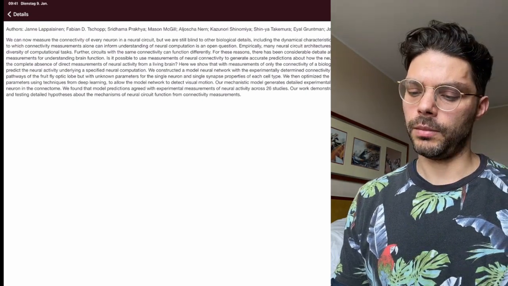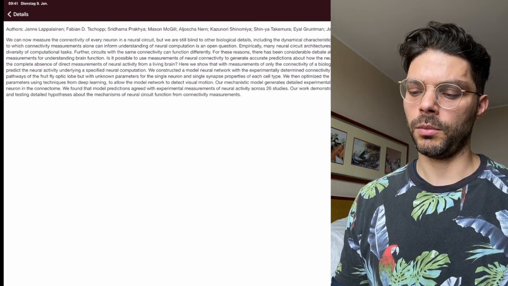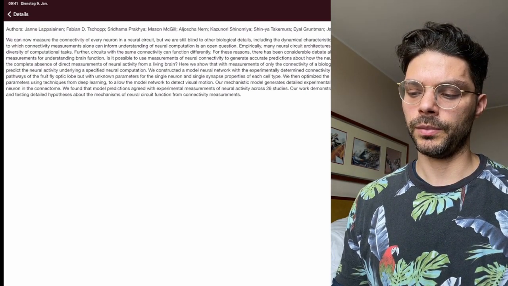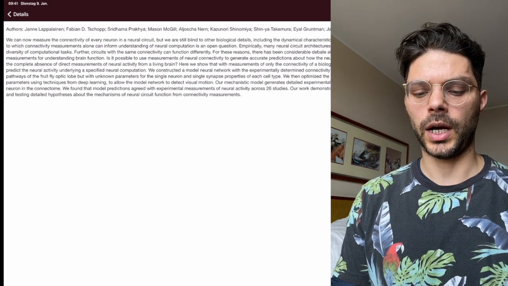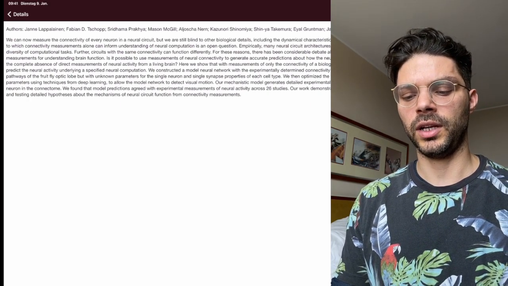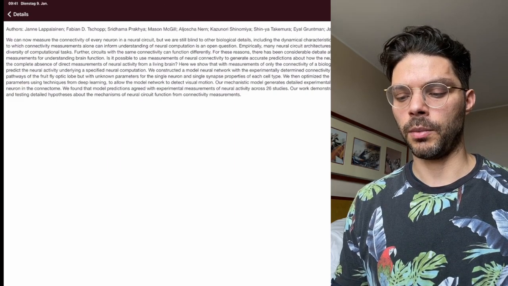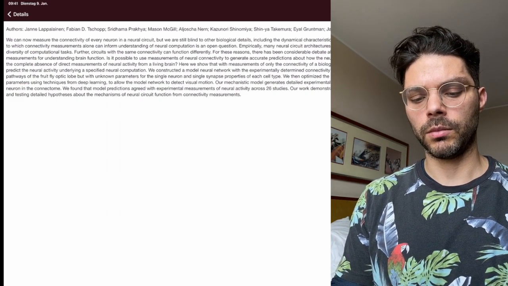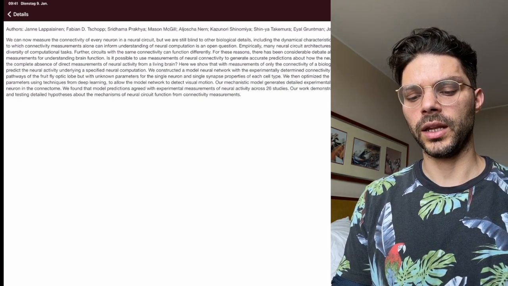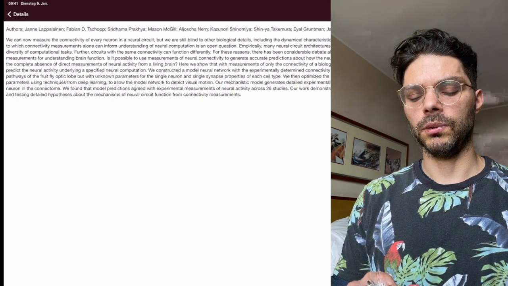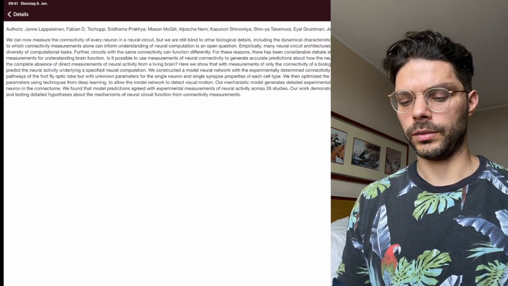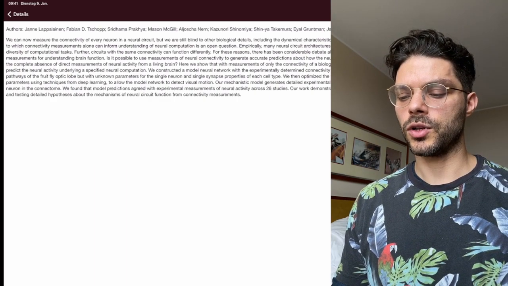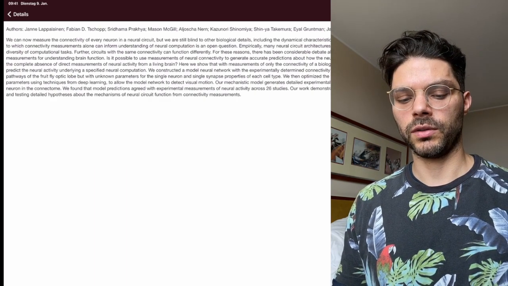We constructed a model neural network with the experimentally determined connectivity of 64 cell types in the motion pathways of the fruit fly optic lobe, with unknown parameters for the single neuron and single synapse properties of each cell type. We then optimized the values of these unknown parameters using techniques from deep learning to allow the model network to detect visual motion. Our mechanistic model generates detailed experimentally testable predictions for each neuron in the connectome.